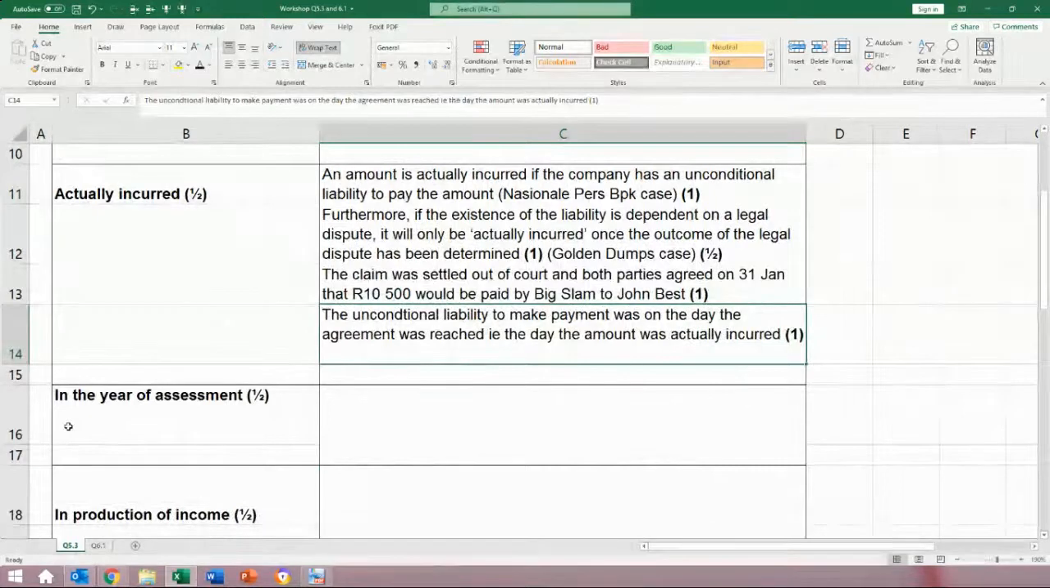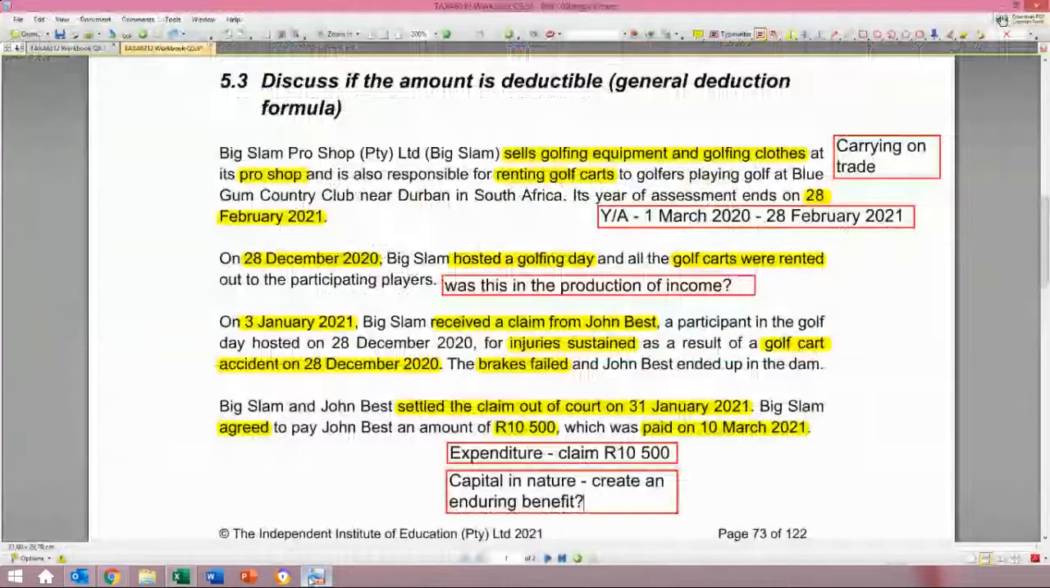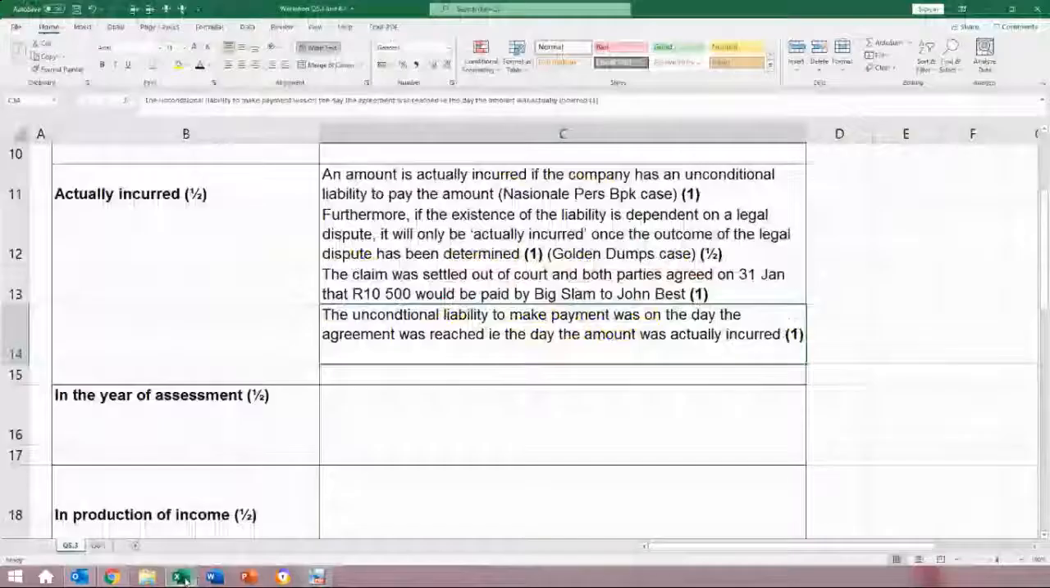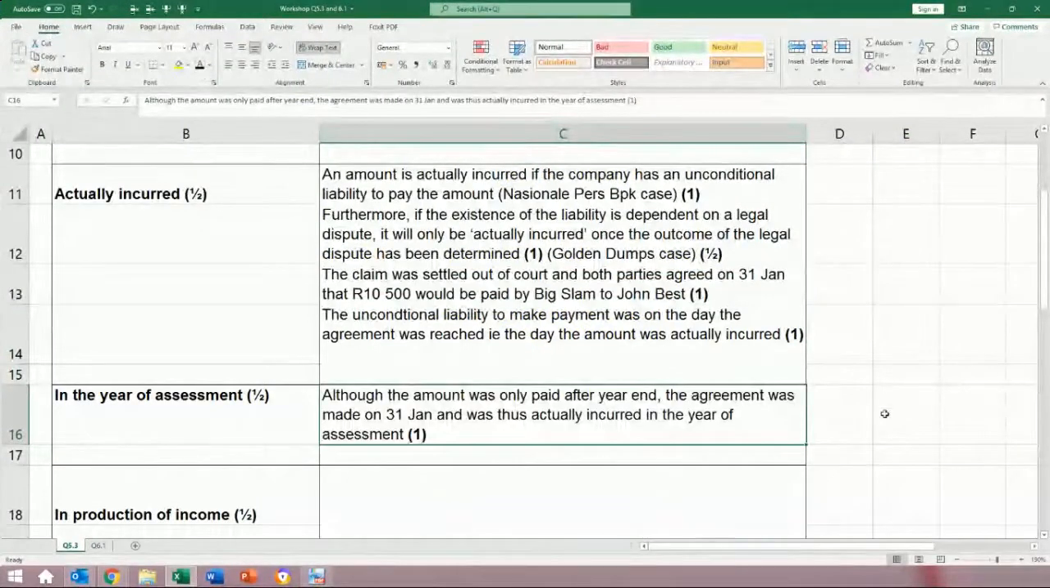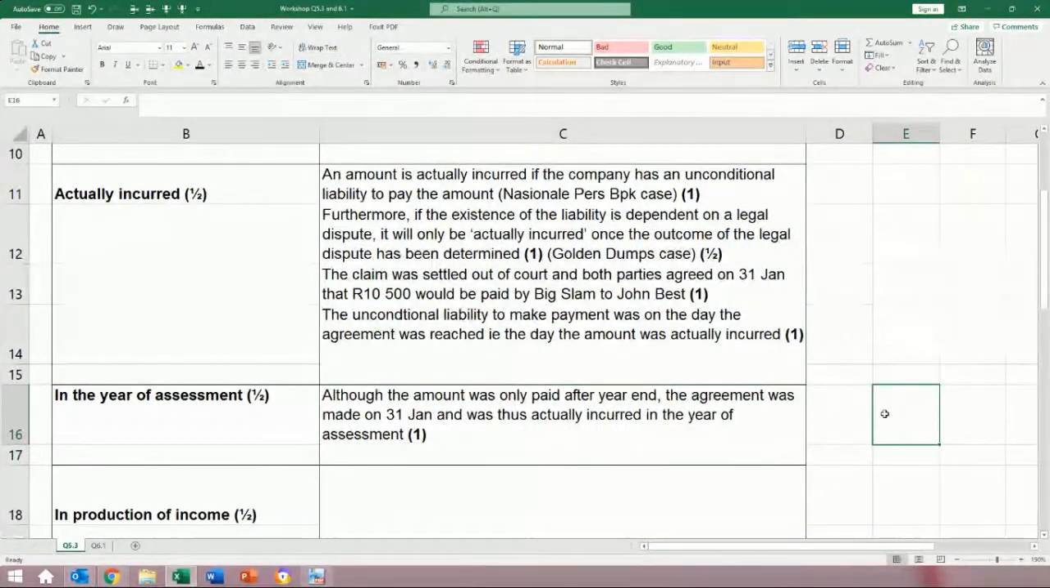Then if we look at year of assessment, even though this amount was paid based on the information on the 10th of March, because the agreement was reached on the 31st of January, we would have actually incurred it in the year of assessment. So even though this amount is paid after year end, because the agreement happened in the year of assessment, it was actually incurred in that year of assessment, and you would have received the mark for that.